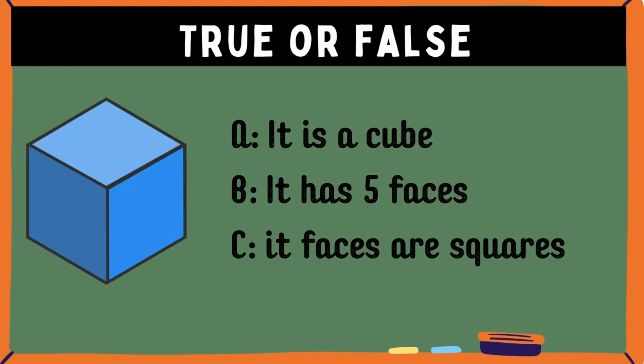Let's finish today's lesson with a game of true or false. Here I have 3 statements and I want you to tell me which one is false. A. It is a cube. B. It has 5 faces. C. Its faces are squares. Which statement is false? Excellent, it has 5 faces is false. A cube actually has 6 faces.